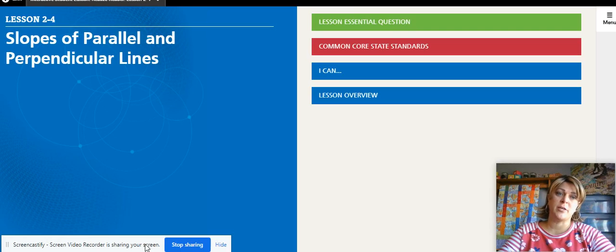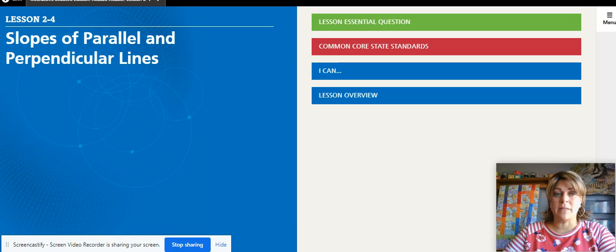Lesson 2.4, slopes of parallel and perpendicular lines. This entire lesson is something that you should have learned in Algebra 1. Granted, I know that a lot of kids forget what they've learned in Algebra 1, and I'm gonna teach it to you as if you haven't learned all of it. So some of it you might need to review and go over, but let's get started.